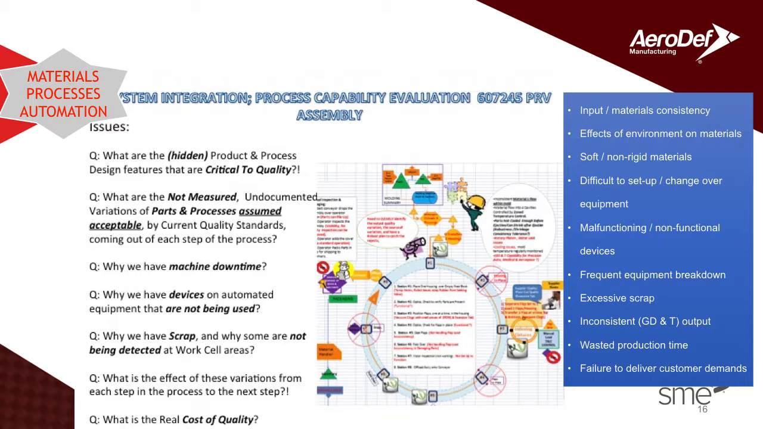Why do we have machine downtime, why do we have devices on automated equipment that are not being used, why do we have scraps, and why are some not being detected at the final inspection area? What is the effect of these variations from each step in the process to the next step? So what is the effect of what we build here on the next step? And what is the real cost of quality?